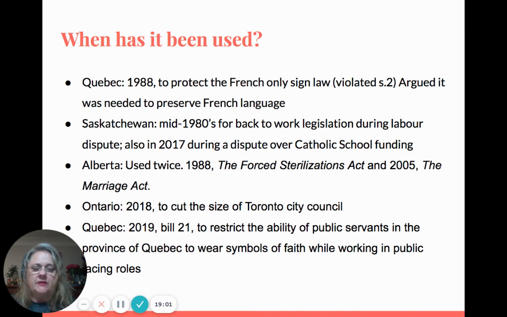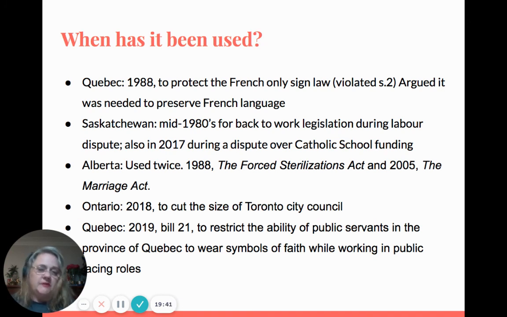It's a much longer story than that, but I'm seeing how long I've already taken here. Ontario, Doug Ford said that he was going to use the notwithstanding clause back in 2018 if he had to cut the size of Toronto City Council. Then he went to court. Turns out he didn't have to, so weird. Probably, I think the most interesting use of the notwithstanding clause has come to us from Quebec, both in 1988 and more recently in 2019 with this Bill 21 that restricts the wearing of religious symbols of faith by public servants. So that use of the notwithstanding clause is really, it's still alive and still active.